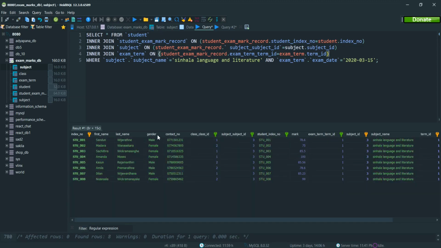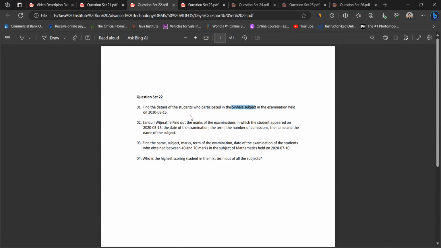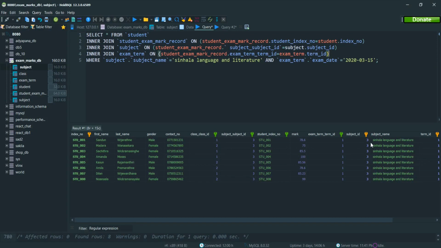So here are the details of the students who participated in the single subject in the examination. So here are the results.